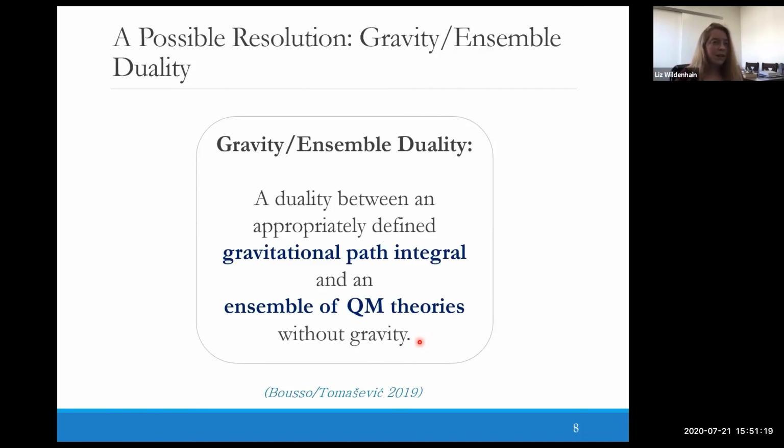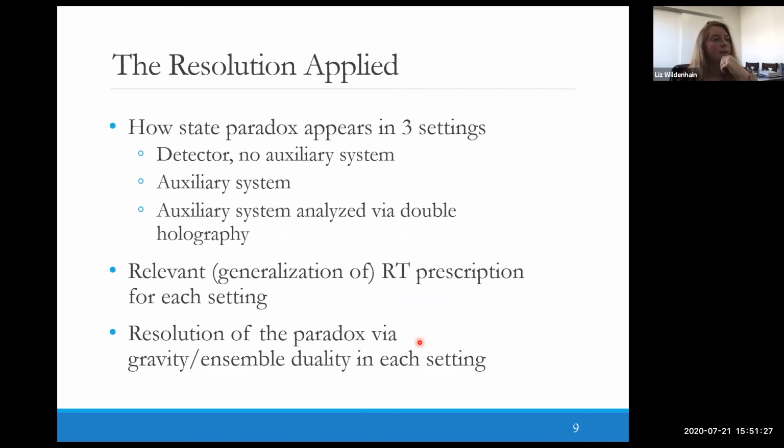So I'll explain this in more detail, but it's easiest to explain it and see the state paradox if we start with an example. So next, I will discuss how the state paradox appears in three different settings. The first one is the one that I just mentioned, the case where we have an evaporating black hole and there's a detector in the space-time that's collecting all the radiation. Then I'll look at the case where we have an evaporating black hole and we couple the space-time to an auxiliary system which collects the radiation. And then we'll look at that same system with the auxiliary system, but we'll analyze it with an additional level of holography. And along the way, we'll have to determine what RT prescription is relevant for each setting. So this is the algorithm that computes the entropy. And then I will show how the paradox is resolved by gravity ensemble duality in each of these cases.